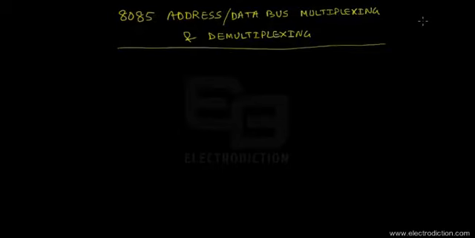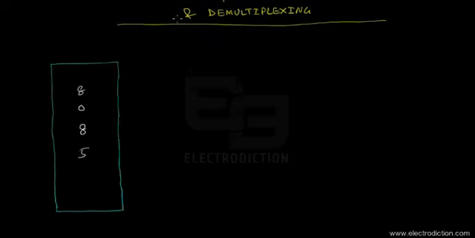Welcome to a tutorial on the 8085 address and data bus multiplexing and demultiplexing. We know that the 8085 microprocessor is basically a 40-pin chip.